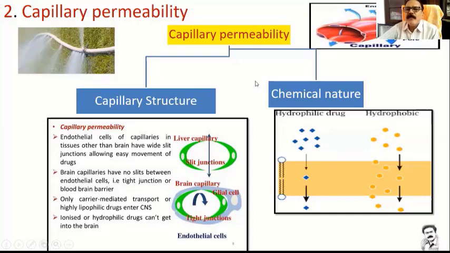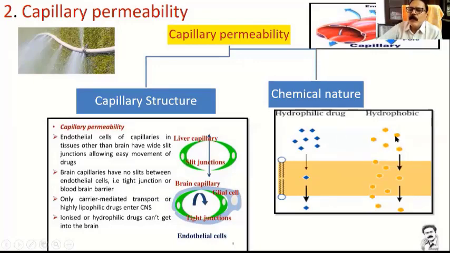And the second parameter which comes is chemical nature. Chemical nature, just now we have discussed. If it is hydrophilic, that means if it is having an attraction with water, it means it is having a polar nature, it can flow in the blood easily. If it is having a lipid profile, or which is hydrophobic, which is having a phobia with water, that means it cannot dissolve in water.